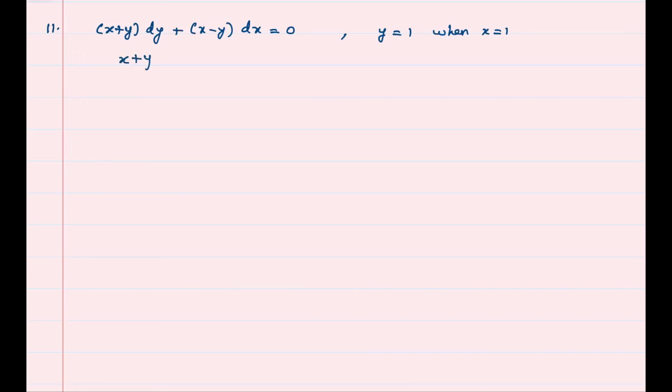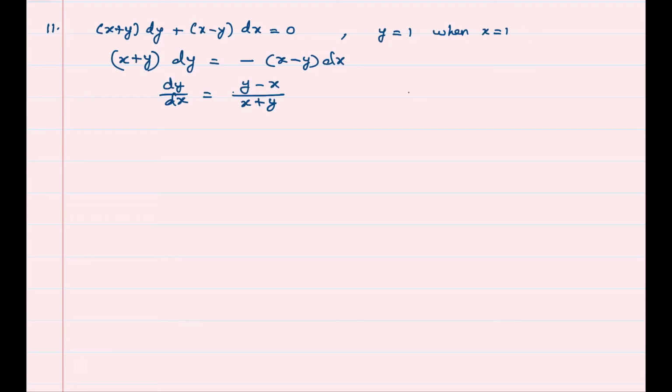x plus y dy is equal to minus of x minus y dx. dy divided by dx is y minus x divided by x plus y, distributing the negative sign in the numerator. In this question, we need not prove that it is a homogeneous equation. So, we are not going to use that lambda method. We will directly go for the solution.